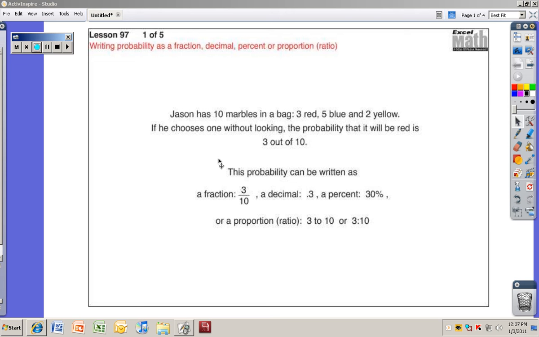Sixth grade Excel, lesson 97. Writing probability as a fraction, decimal, percent, or proportion, otherwise known as a ratio. So we're going to be looking at probability written all different ways. We've done all this kind of stuff before, but we've never really put it together in this kind of a package. So make sure you watch the lesson all the way through and understand how to do this. It shouldn't be too tough.